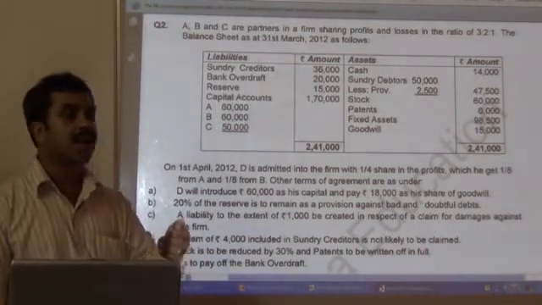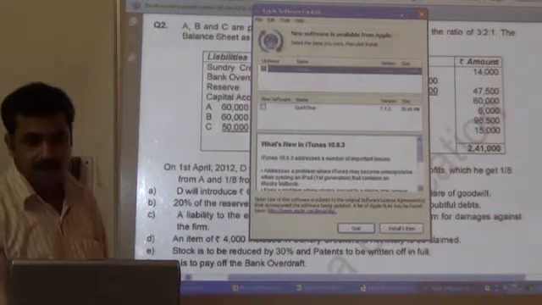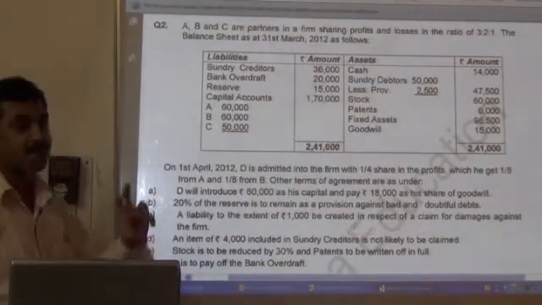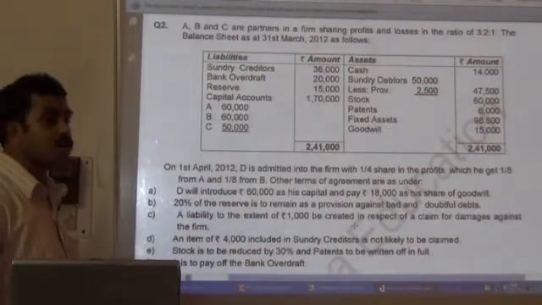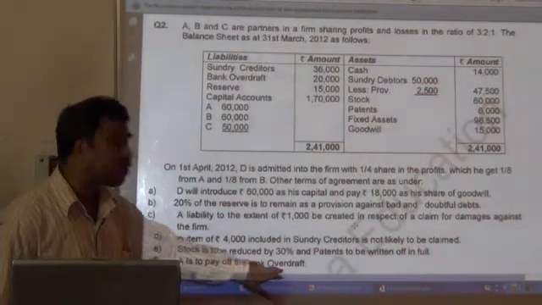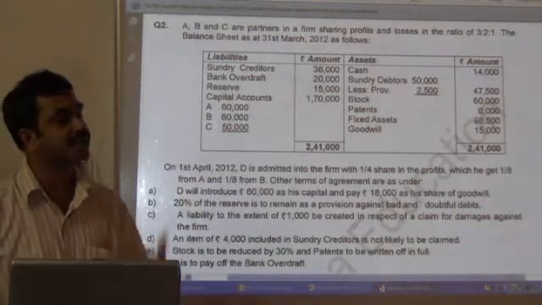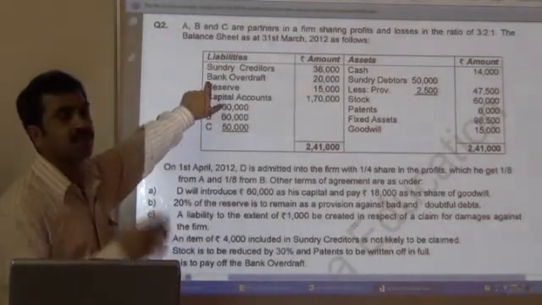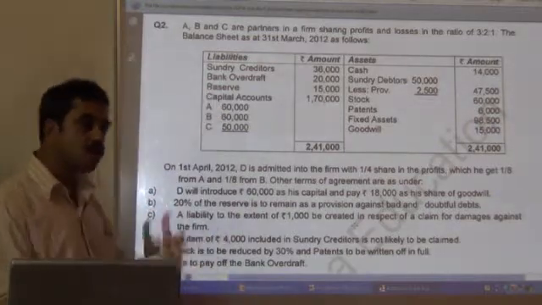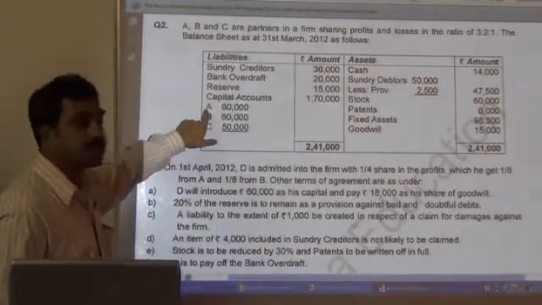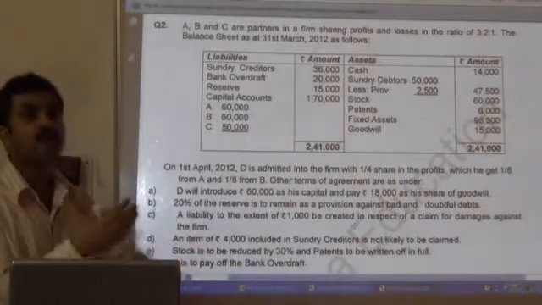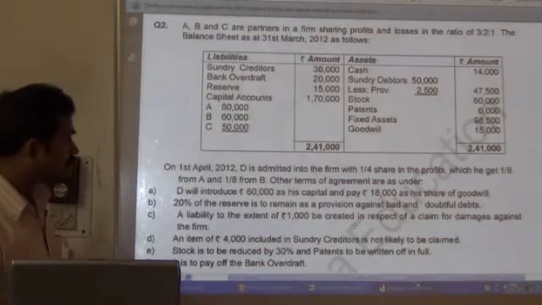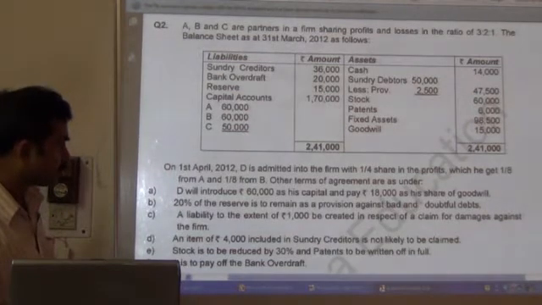Then they say that A is to pay off the bank overdraft. That means my journal entry will be bank overdraft account debit to A's capital account. Because my bank overdraft has a credit balance, it will be debited, and A's capital will go up. He's introducing some money, right? So now see how I will record these entries.